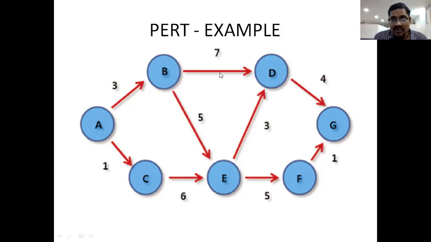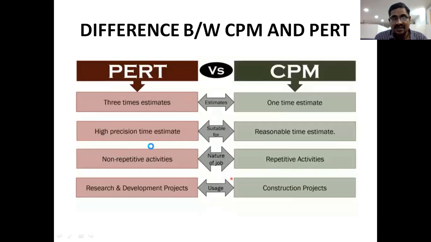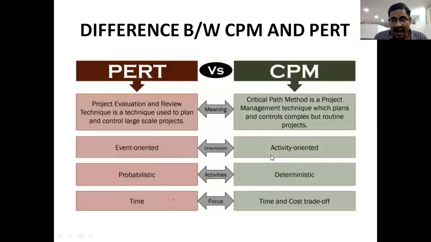Activity based planning is called CPM. Event oriented network is called PET. That is the difference here. Activity means arrows: one event and another event, connected by using an arrow. These arrows are called activities. So activity based network drawing and activity based sequential operations is called activity oriented.